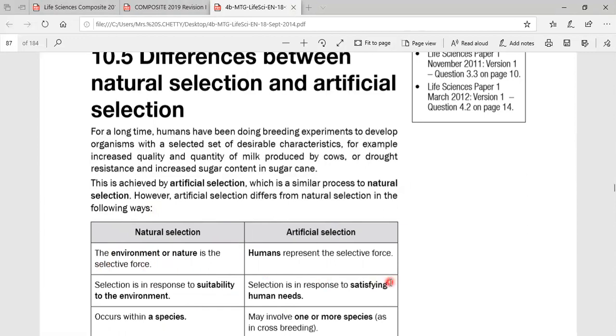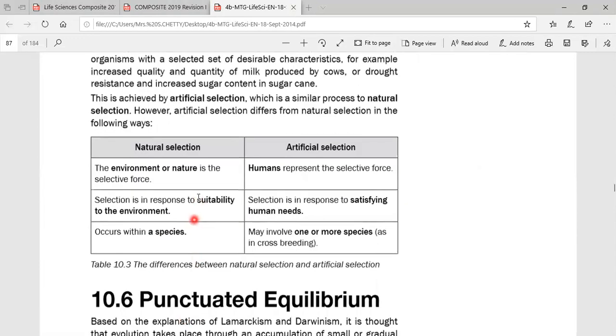Secondly, let's choose another easy one. Natural selection occurs within a species. You'd find that giraffes would change over a long, long period of time. Or as we saw just now, elephants change over a long, long period of time. So it occurs within a species. But with artificial selection, when humans are doing it, it may involve one or more species. It can involve one, but very often it can involve more than one species.